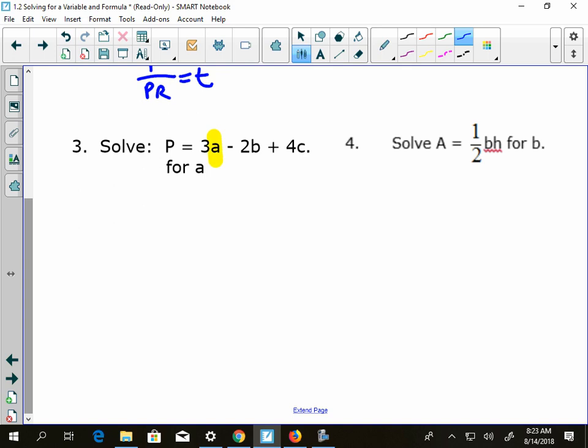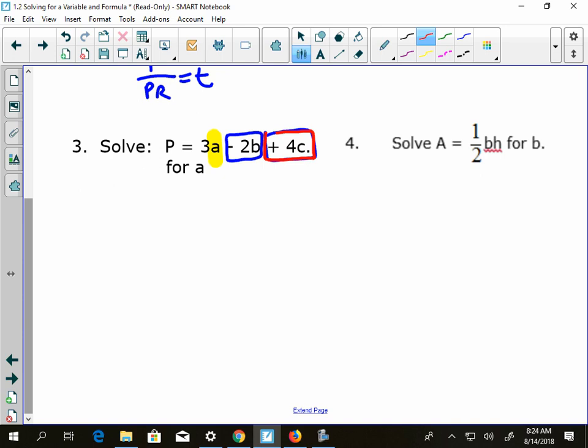So now, I look here, 2b and 4c. These are just like loners. I know they have numbers, but they're just like loners. I need to move the negative 2b and the positive 4c. Isn't that right? Don't I need to move those? See, if I want to get the a by itself, I have to move these.